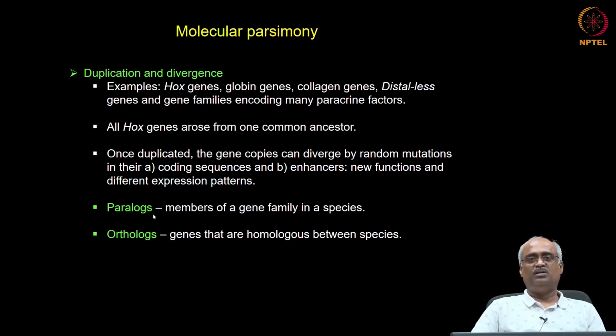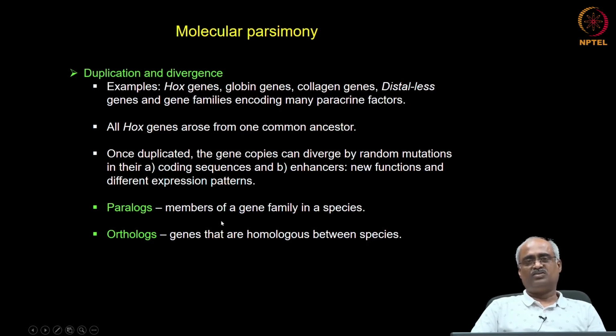So for example, Antennapedia is a paralog of abdominal A, because both are related proteins, they are homeotic genes, and they are more closely related to each other than to other gene families, but they are present in Drosophila itself, and that you call as paralog.